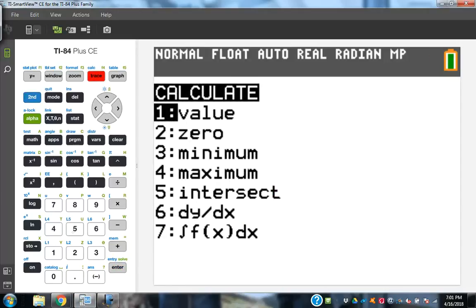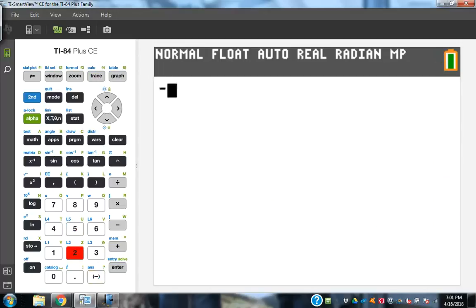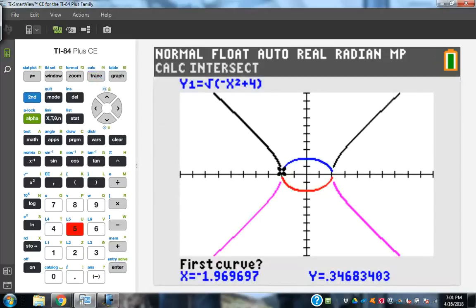Why I can't get the calculator to give me that. First curve on the blue, go to -2. That's somewhere close to -2. Second curve. Three.